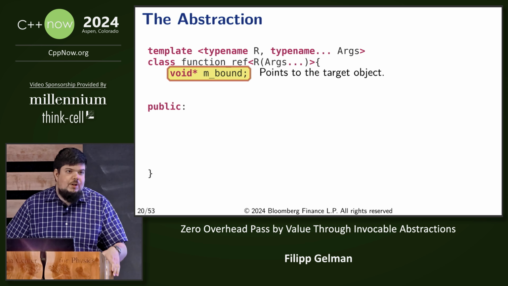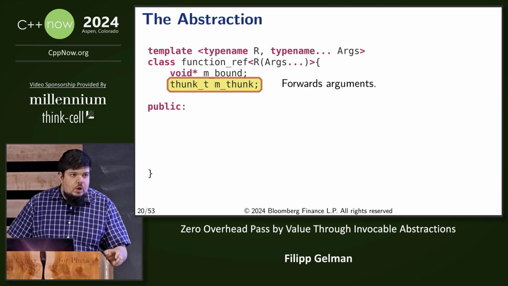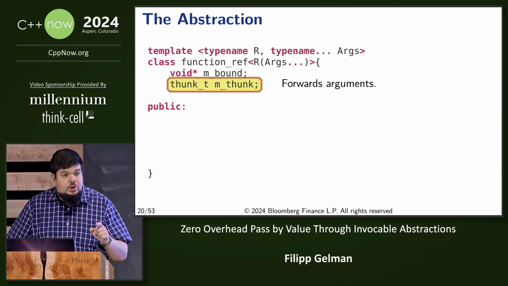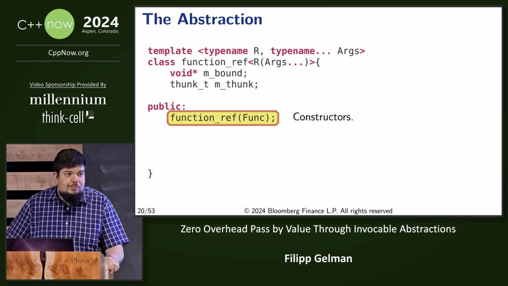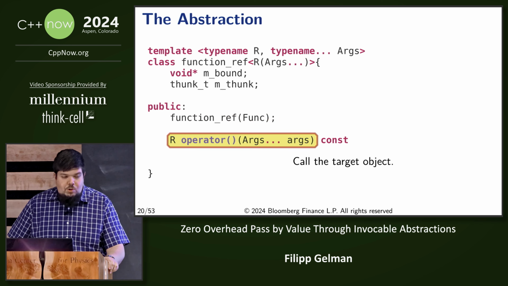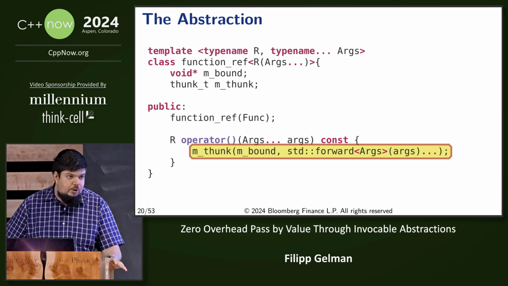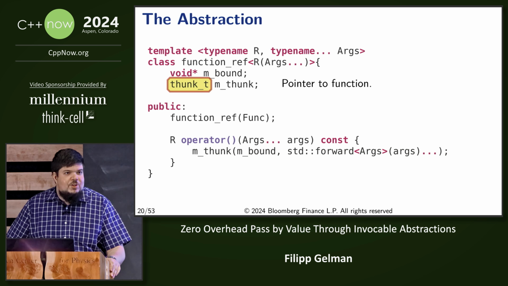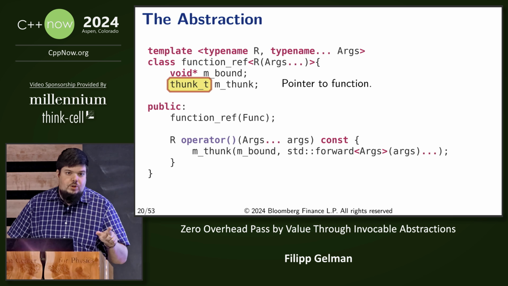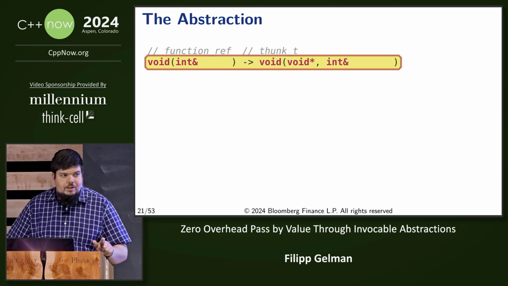So what are we going to have? We're going to have a pointer to the object that we want to call and a func function whose type we're going to get back to in just a few slides. We're going to have some constructors all appropriately constrained, and we're going to have a call operator that takes the arguments that we take and forwards them to the func. This is boring. Now, the type of the thunk is not just take forwarding references to all the arguments. No. Instead, we want to have slightly special logic.